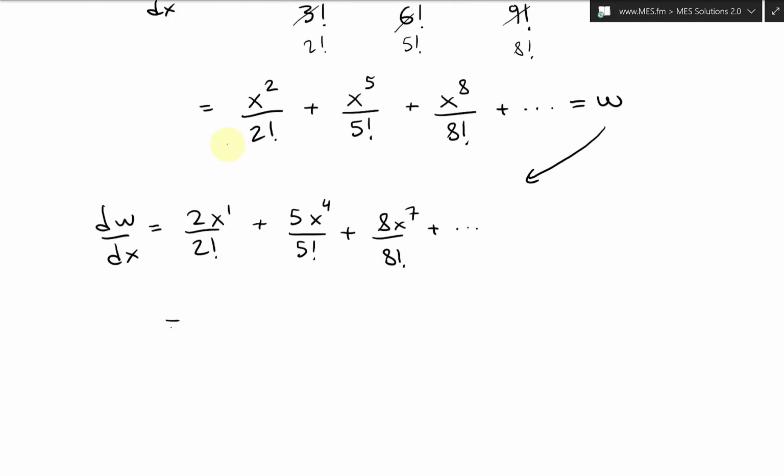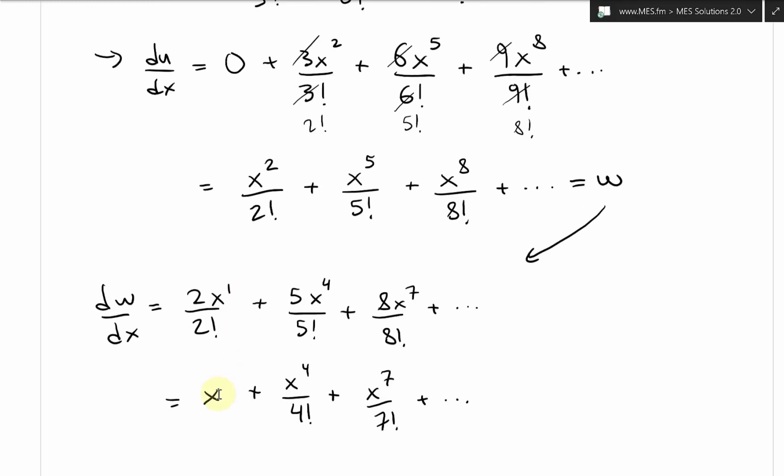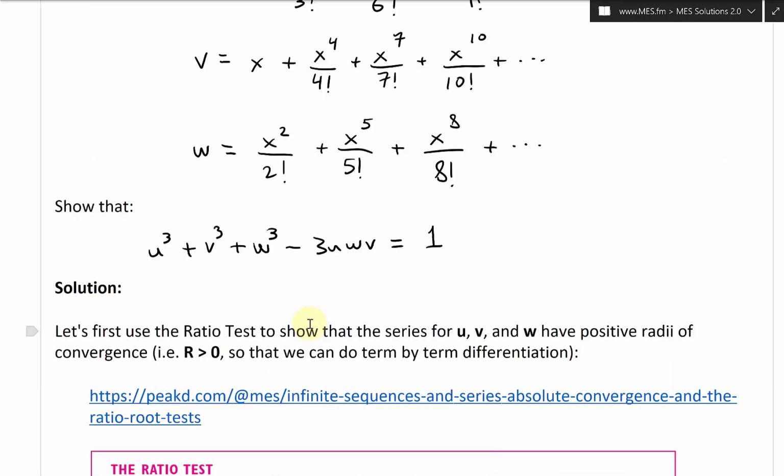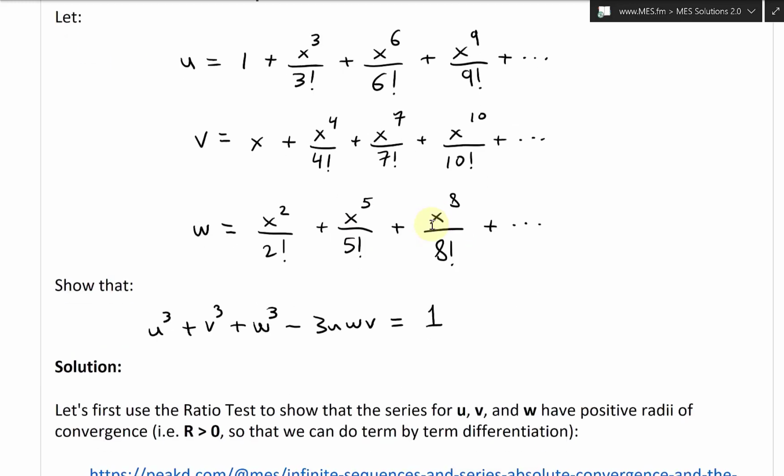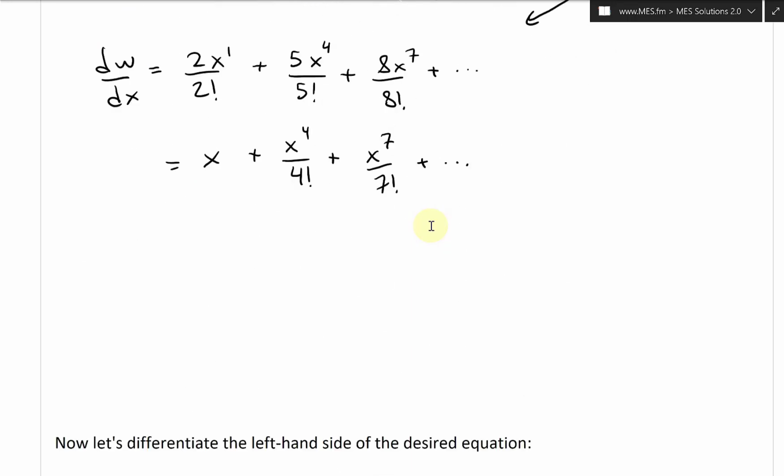So in other words, this becomes x to the 1. Those 2 factorial cancels, and then we're left with x to the 4 over 4 factorial. You have a bunch of cancellations there. Then plus x to the 7 over 7 factorial plus dot dot dot. And now let's take a look at what this one is. So the dw over dx, that's x, and then x to the 4, then we have x to the 7. So that equals v. So we have x plus x to the 4 divided by 4 factorial plus x to the 7 divided by 7 factorial, and so on. This keeps going on and on. So then that is v. So going back here, this equals v.